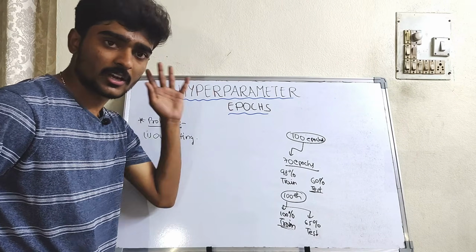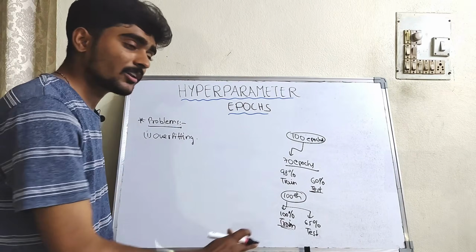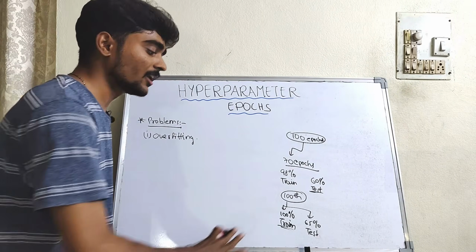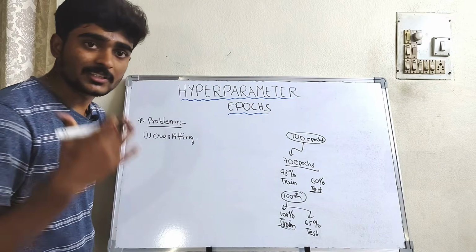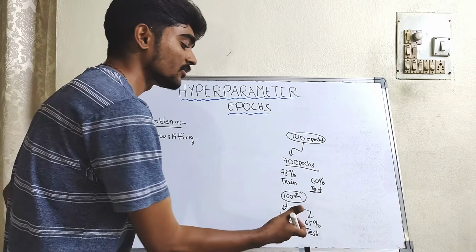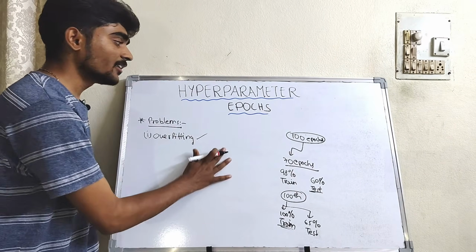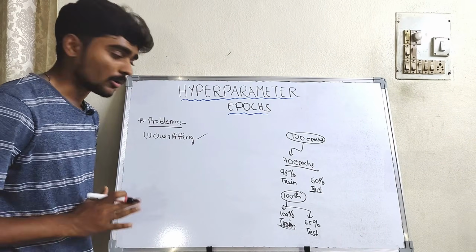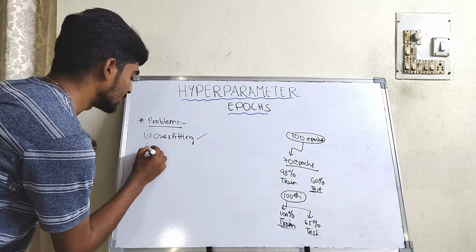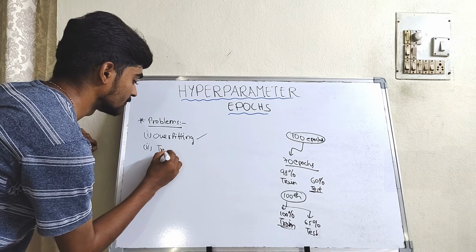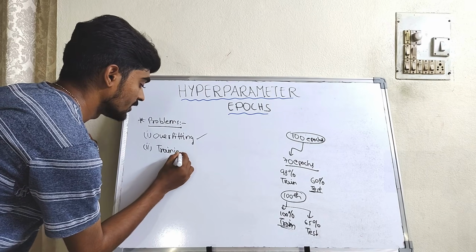Okay, 100% training accuracy means your model is fitting very well on the training data, but it's unable to fit well on the test data. It means it is unable to generalize well on the test data. This is the case of overfitting in the number of epochs. Now let us see our second problem, that is training time.